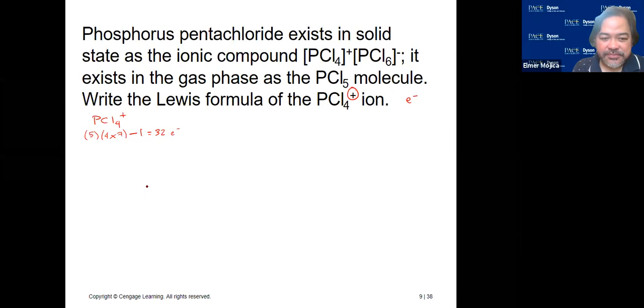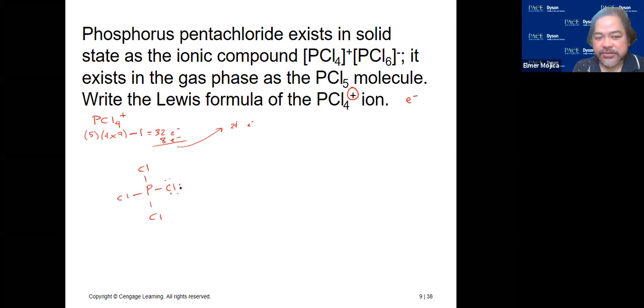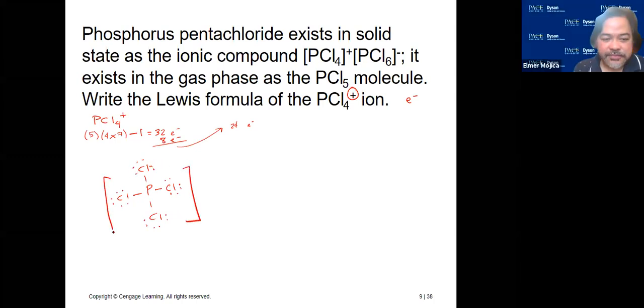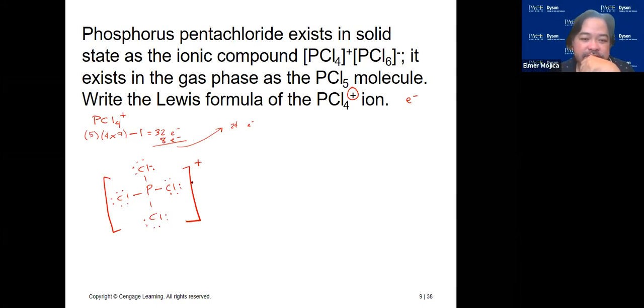Okay, and what you're going to do, you connect it. How many did you utilize? 1, 2, 3, 4. So that means you have used 8 electrons. So you still have 24 more electrons. What you're going to do is distribute the 24 among the 4 chlorines. So each of them would have 6 electrons. In this case, you put the bracket and put the charge plus. That means it covers the whole Lewis structure. Okay? So this is what we call the Lewis structure of PCl4+.